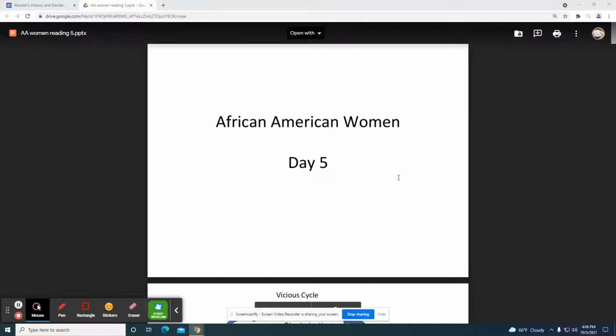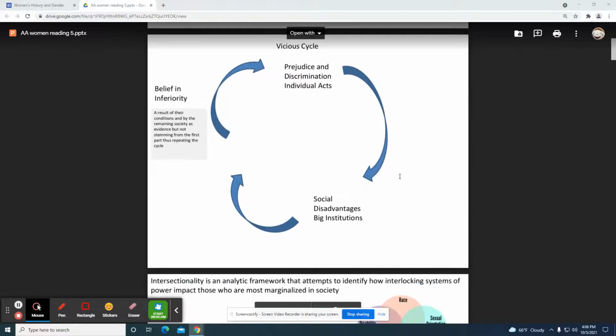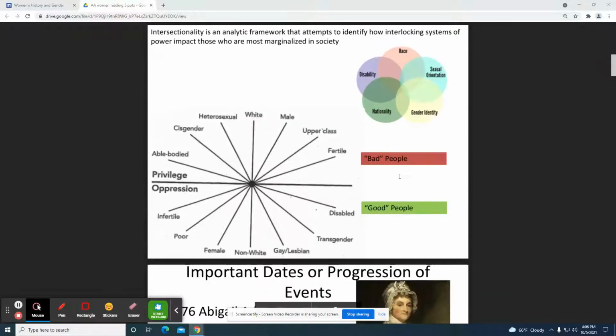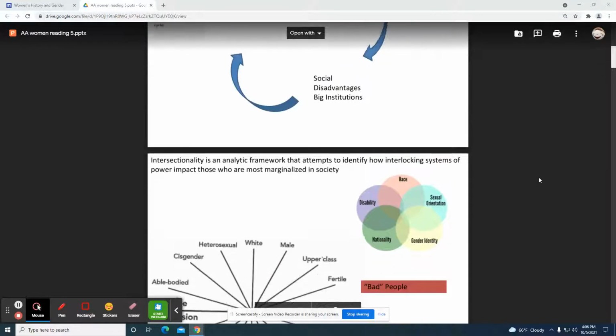Day 5, American Women from the Gail Collins book. So I'm going to start off with this chart here, the vicious cycle, as well as this chart here, which raised some controversy in 2020.